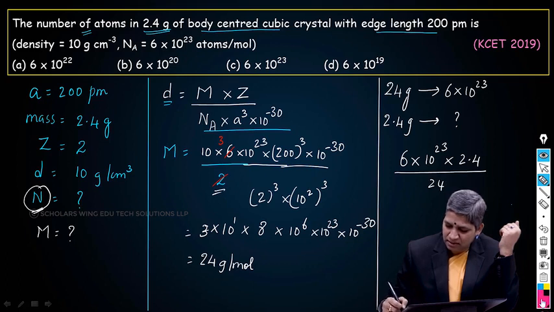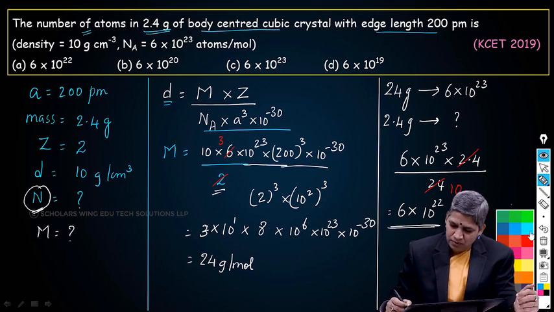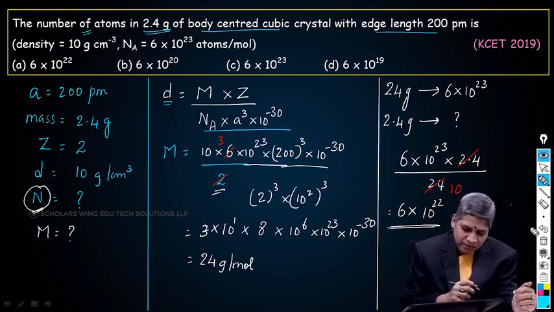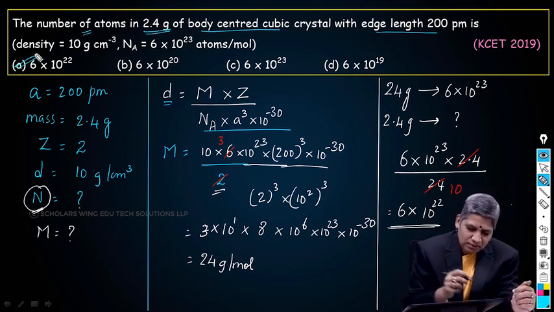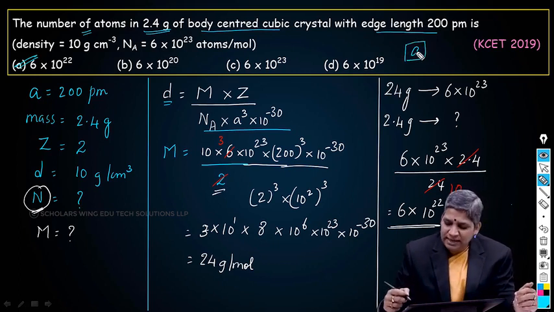This can be cancelled. This will be 10 times. So if 10 goes up, it is 10 power minus 1. Therefore, it is 6 into 10 power 23 minus 1, that is 22. Therefore, it's 6 into 10 power 22. This is the answer. So which is the right option now? Obviously, 6 into 10 power 22 is A. So A is the right option. Did you understand? Shall we go to the next question now?